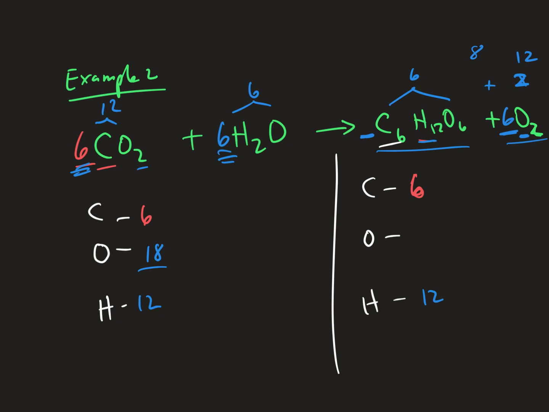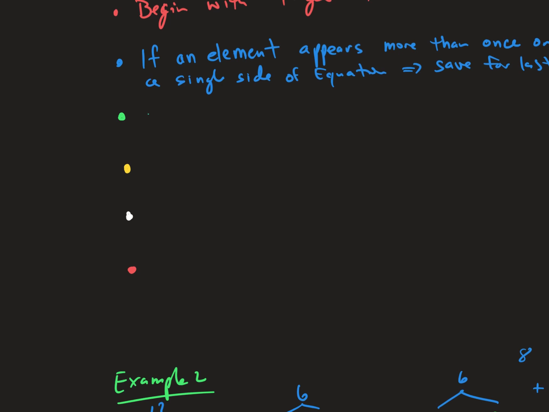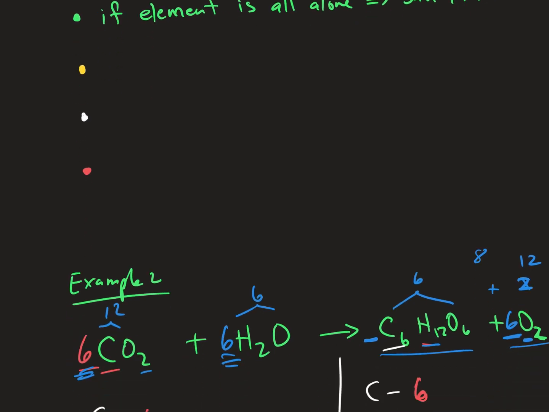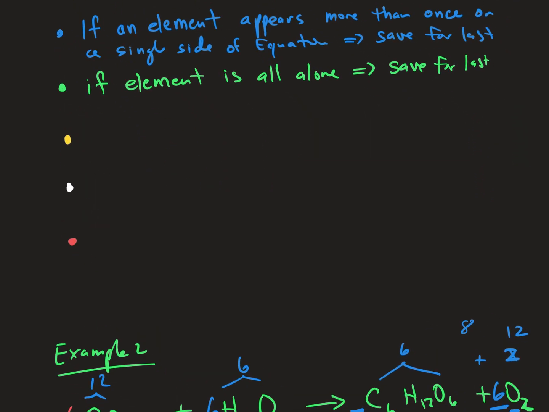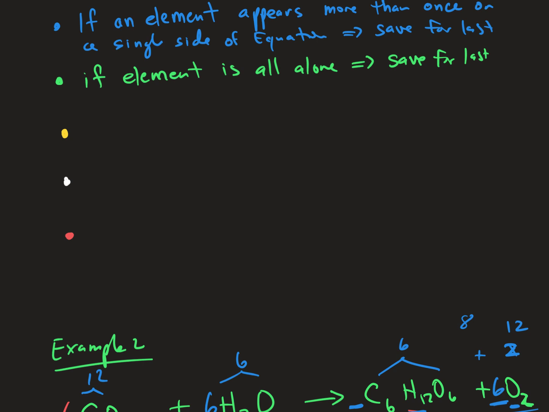Let's write that down. If element is all alone, save for last. That way, we can change that one and it won't affect anything else. Does that make sense? Do I need to go back? If element is all alone, save for last.